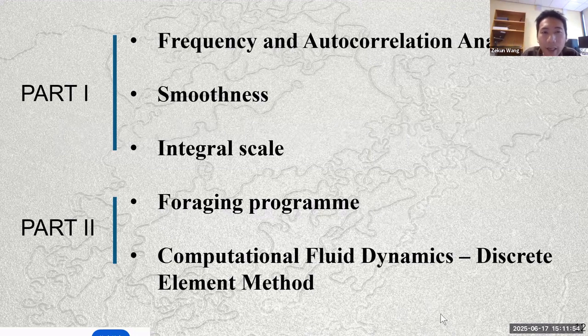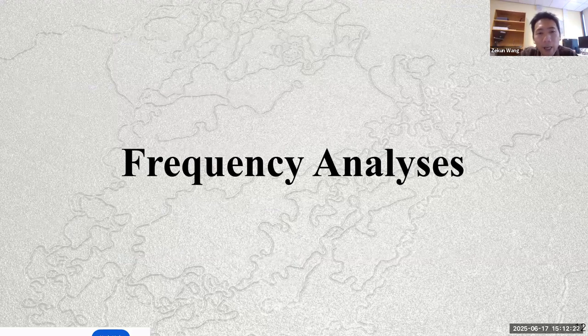The first part is the analytical or statistical approaches, the mathematical metrics to describe trace fossils. And the second part is numerical simulation using computers. So in the first part, I will introduce frequency analysis, smoothness analysis, and integral scale. And in the second part, I will introduce a small foraging program and the coupled CFD-DEM simulations that can help us reproduce the formation process of trace fossils. So let's begin with the first part, the frequency analysis.